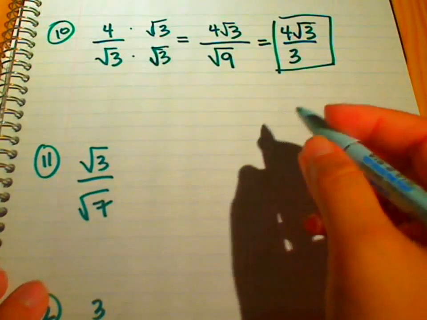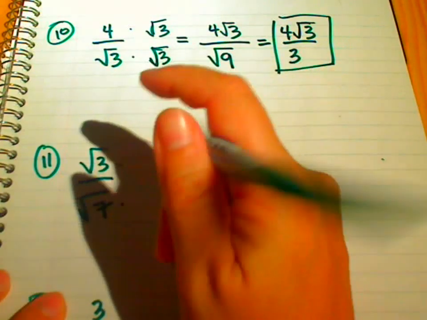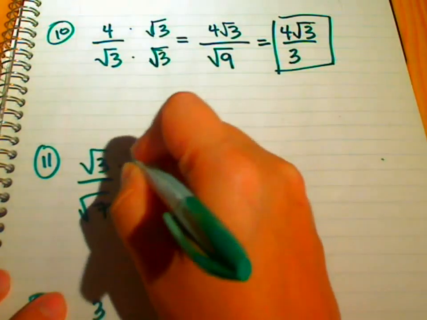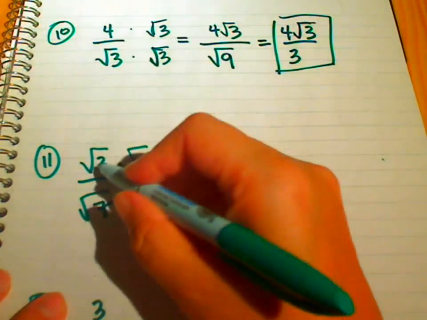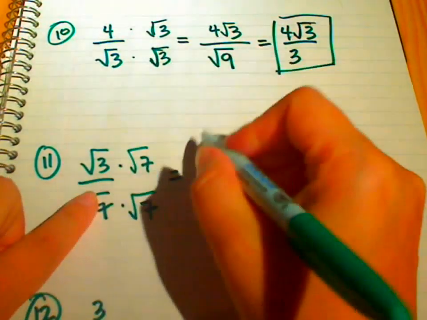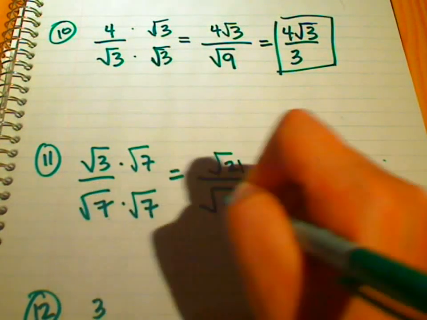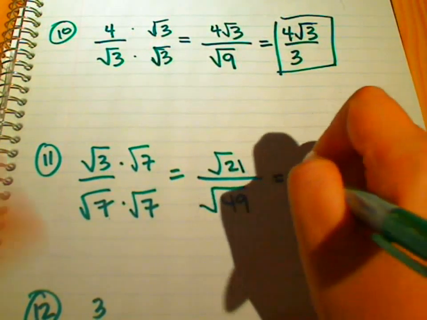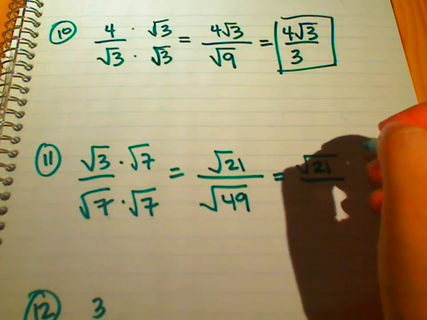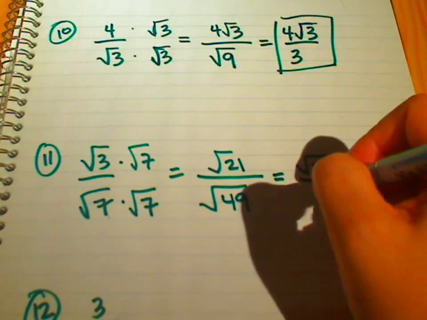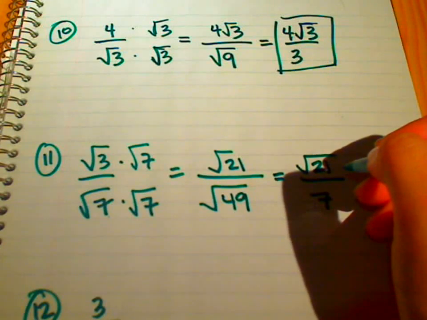So in a similar way, number 11, I don't care if the square root's in the top, I just don't want it in the bottom, so multiply top and bottom by square root of 7. So on the top, these are both under square roots, so I'm going to multiply them and get square root of 21. On the bottom, I'll multiply those two together, square root of 49. So I end up with square root of 21 over 7.